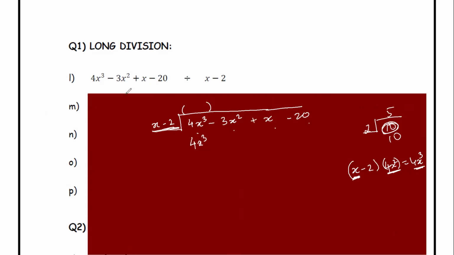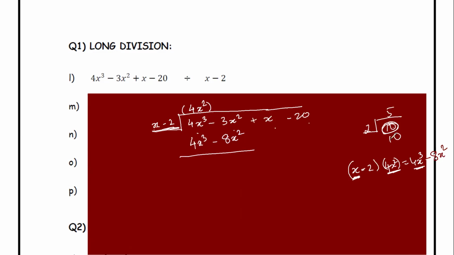So you write down out here 4x square. So x into 4x square gives you 4x cube. But then you have to also multiply negative 2, right? So negative 2 into 4x square will give you negative 8x square. Are you with me? So that's what you get out here, negative 8x square. So x into 4x square gives you 4x cube, minus 2 into 4x square gives you negative 8x square.